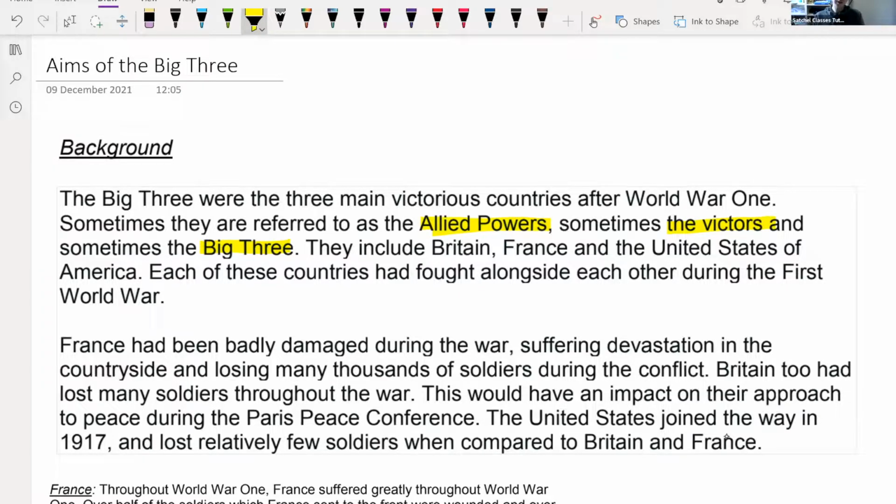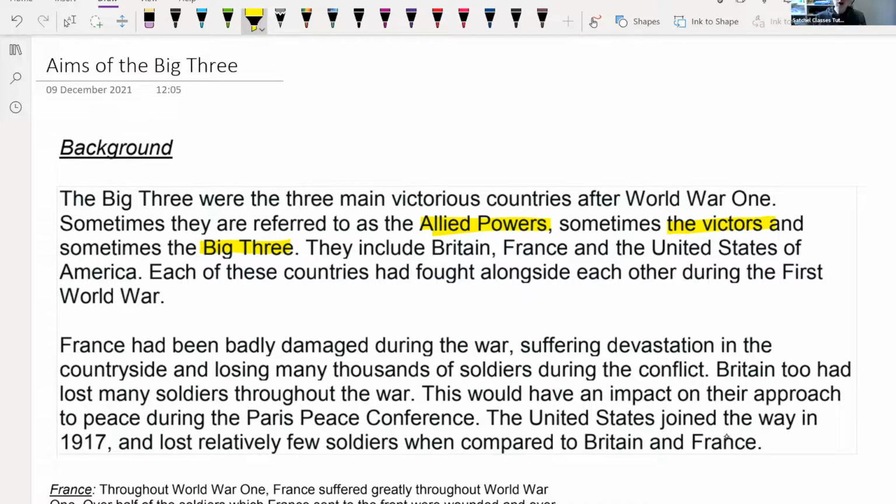So at the end of World War I, when Germany were defeated, it was up to the Allied powers to decide what their punishment was going to be, what the end of the war was going to look like, and that's what the Paris Peace Conference did, and in the end what the Treaty of Versailles outlined what peace was going to look like.